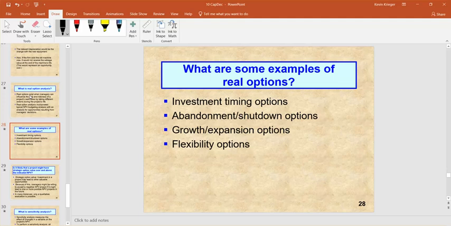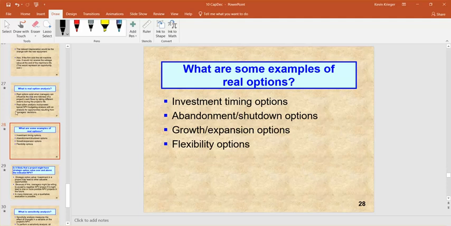Sometimes you can postpone certain parts of a project until you get more information. Sometimes you can abandon or decrease the size of a project when it's not going well. That's a more defensive type of thing, of course. Or you can grow and expand a project that's going very well. These are all types of real options. You'll want to be a bit familiar with them, even just knowing the names and understanding what they would do, without having to apply them in a numerical calculation problem. You're going to want to know the terminology of what these are.